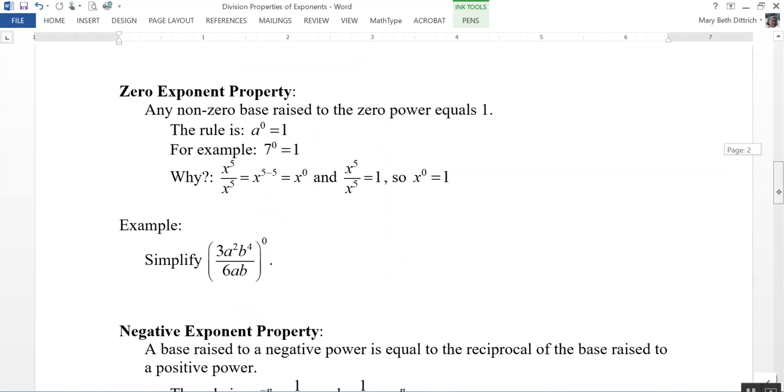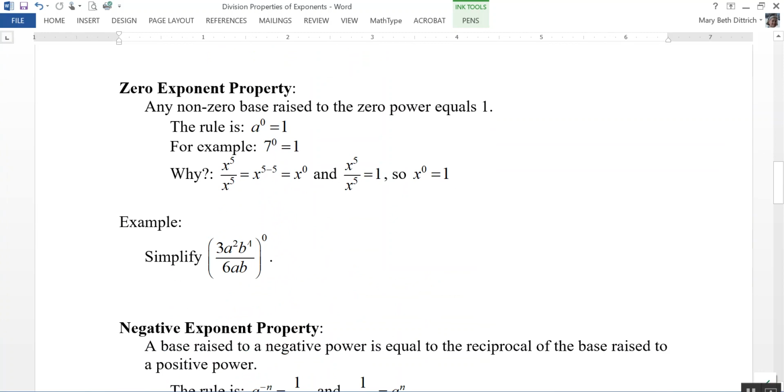Next property is called the zero exponent property. Any non-zero base raised to the power of 0 is equal to 1. So the rule is a raised to the 0 power equals 1. For example, 7 to the 0 equals 1.